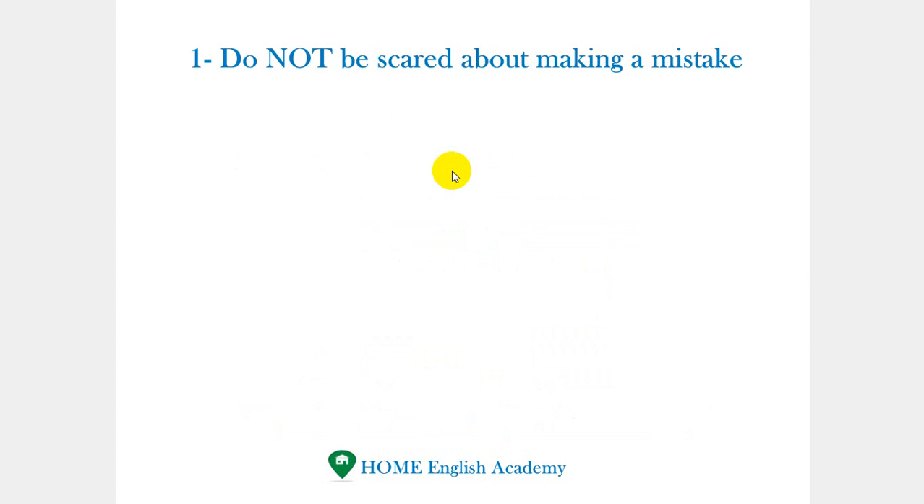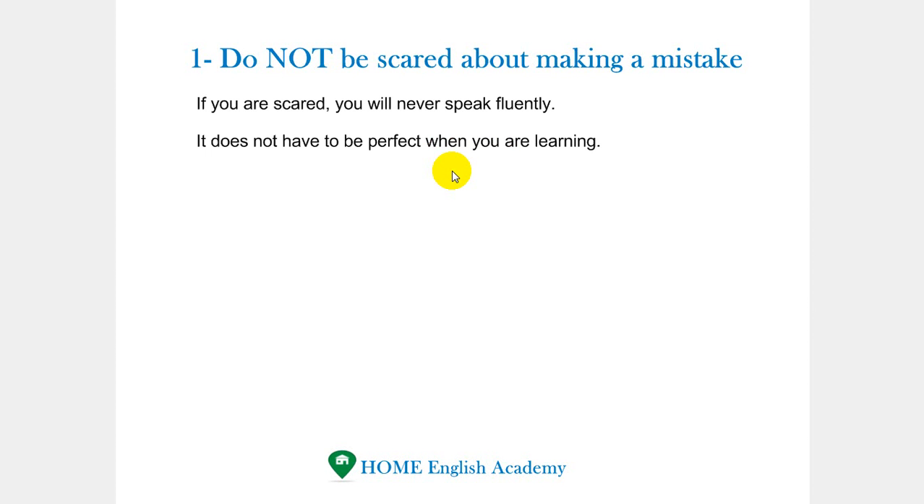And the first and the last rules. Number one is, do not be scared about making a mistake. If you are scared, you will never speak fluently. It does not have to be perfect when you are learning. Speaking and making a mistake is better than not speaking.